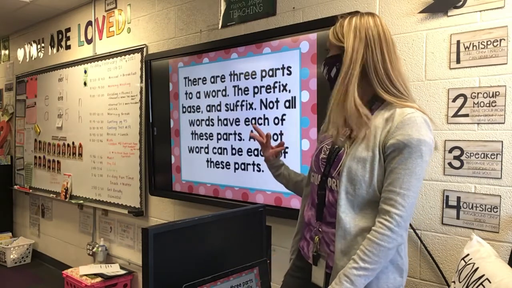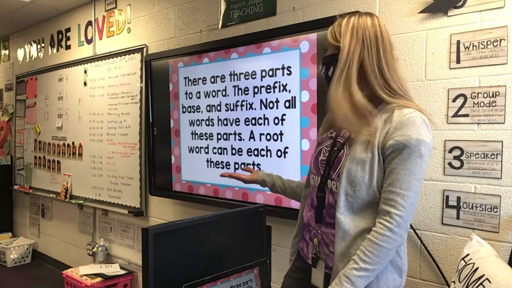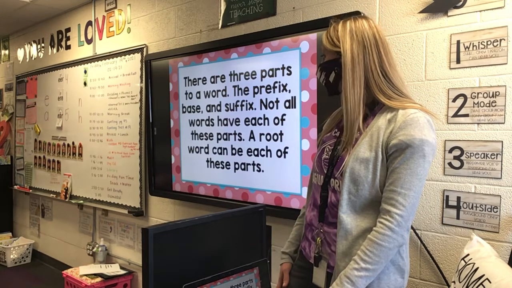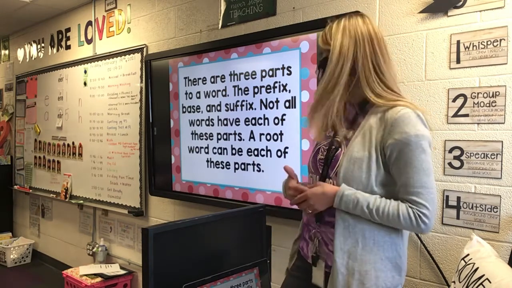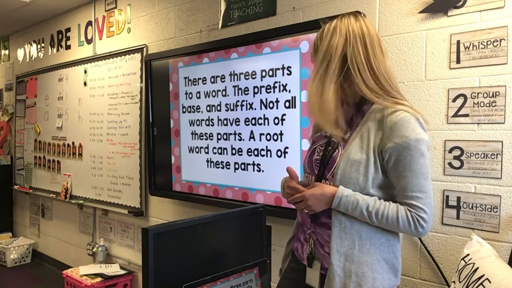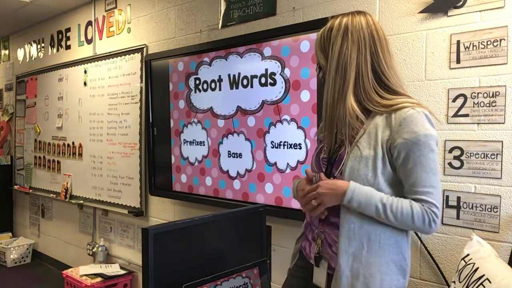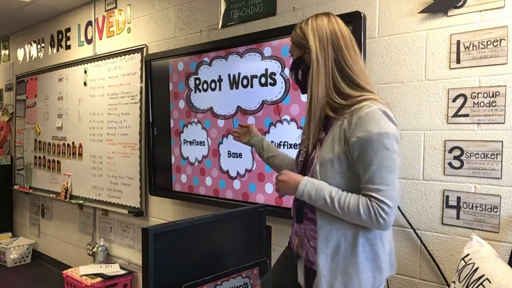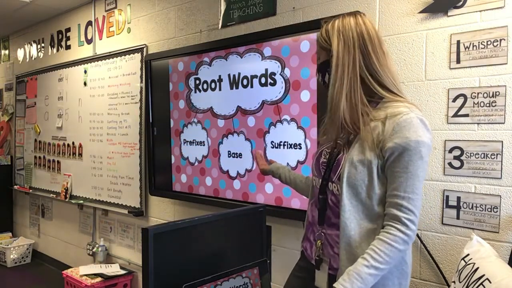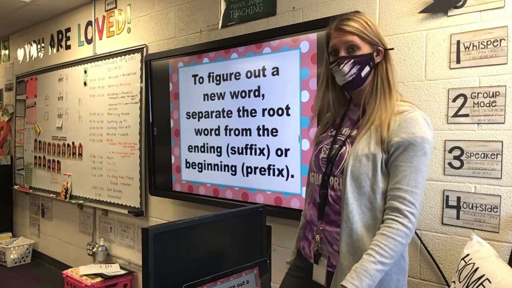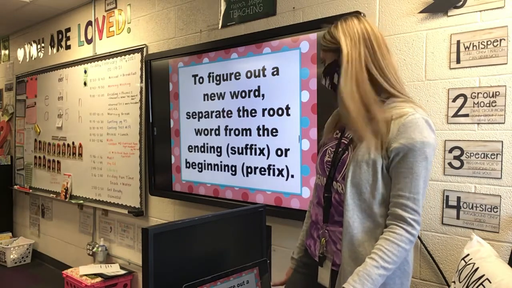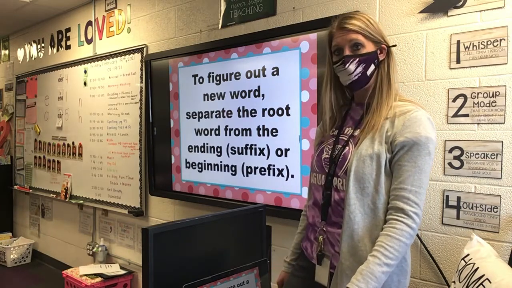There are three parts to a word: the prefix, the base or the root word, and the suffix. Not all words have each of these parts. A root word can be each of these parts. So let's look here. Here's our root word. We could have the prefix, we could have the base, and we can have the suffix. Now, to figure out a new word, you need to separate the root word from the ending or the suffix, or the beginning, the prefix.